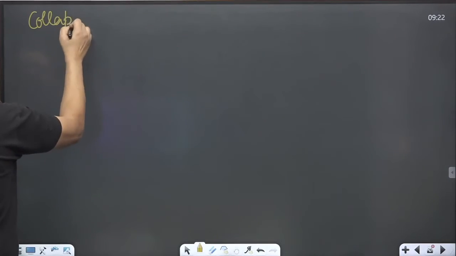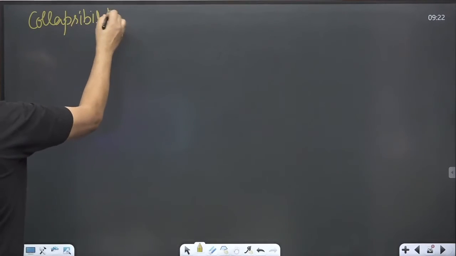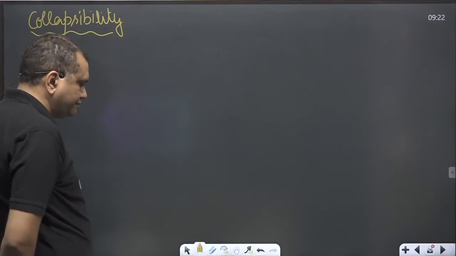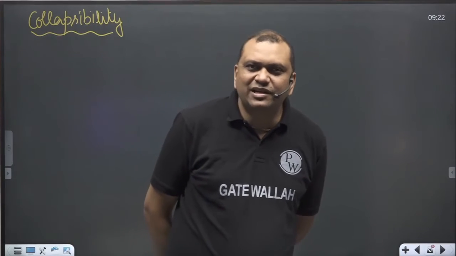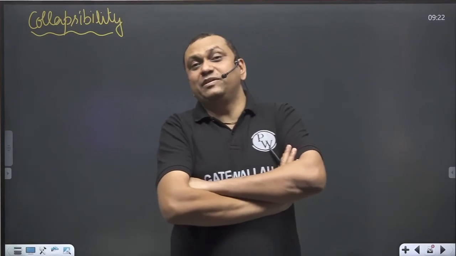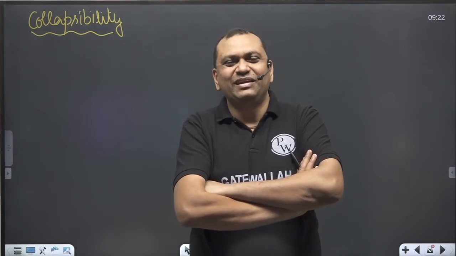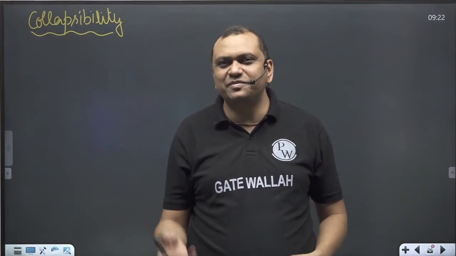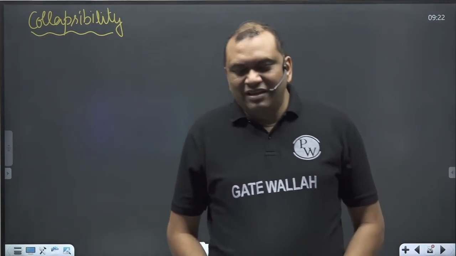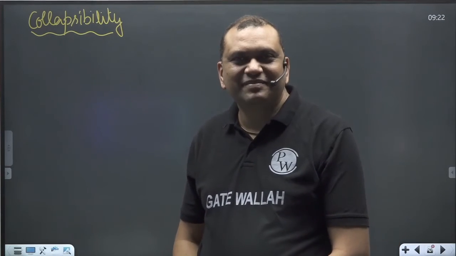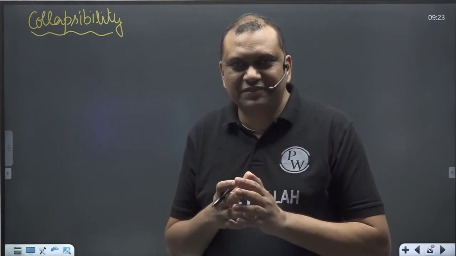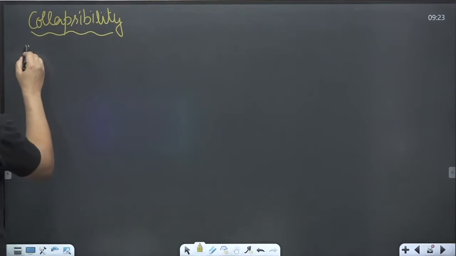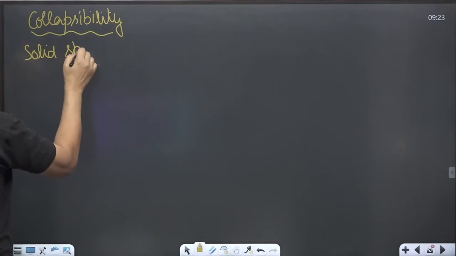Now there is a very important property of sand mold called collapsibility. Collapsibility is not the term that you are thinking. Generally, people think that when the mold falls from a certain height, how it breaks, is collapsibility. No, that is not collapsibility. Collapsibility is during the solid shrinkage.